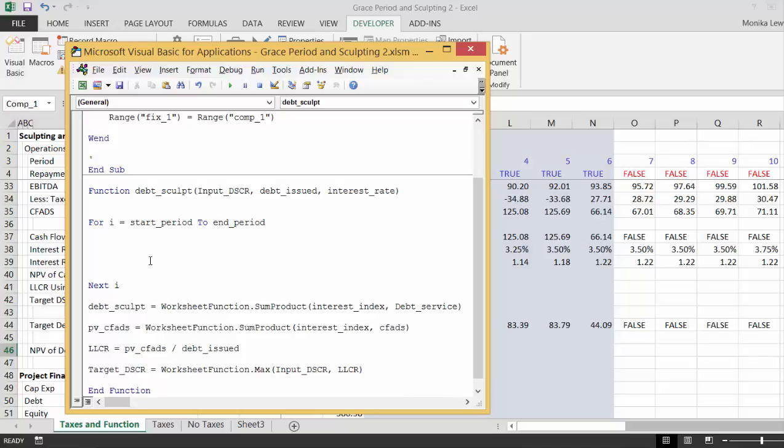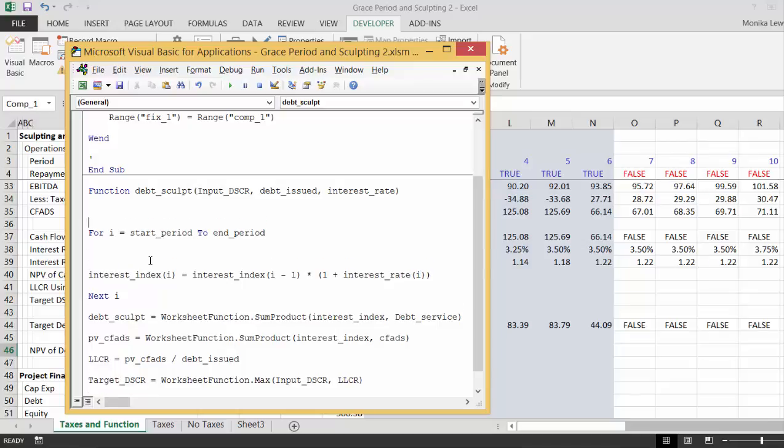And to go backwards, we'll put interest rate, interest index, and we need an array for that equal interest index I minus 1 multiplied by 1 plus the interest rate of I. That's almost exactly what we did. We didn't do it quite because we only did it for the grace period. Remember, we had a grace period.